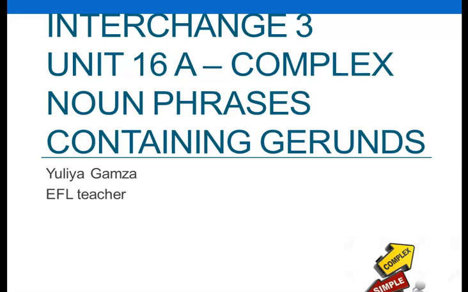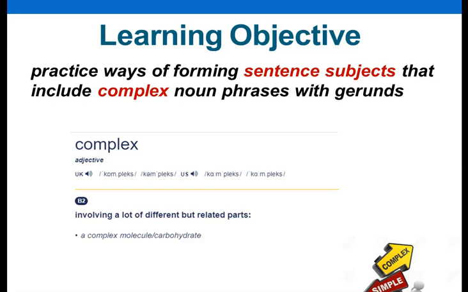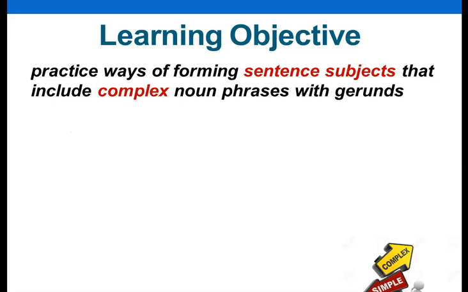Let's get started. The learning objective of our video is to practice ways of forming sentence subjects that include complex noun phrases with gerunds. But the objective itself looks so complex and complicated. What exactly does it mean? Let's have a look at the key words. And the key words here are sentence subjects and complex. So we are going to talk about a sentence subject and how complex it can be if it contains a noun phrase and a gerund.